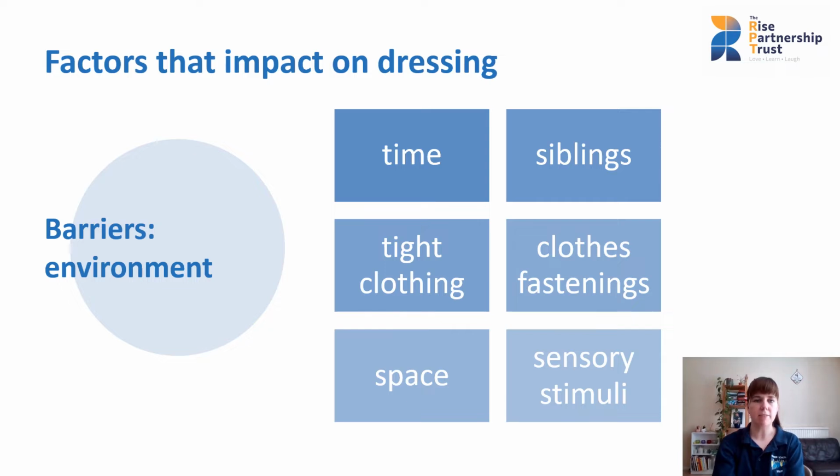Here are some environmental factors that can be a barrier to dressing. Time. Not enough time or limited opportunities throughout the week to practice. Siblings. You might have other children who need your help to get ready in the morning. Tight clothing, such as tights, jeans, skirts, or non-elasticated clothes. Kids might be growing out of their current clothes also. Clothes fastenings. They might be able to get dressed and undressed but struggle with buttons, zips, and clasps. There might be limited space. And the sensory environment, like sounds, temperatures, smells, and lights.